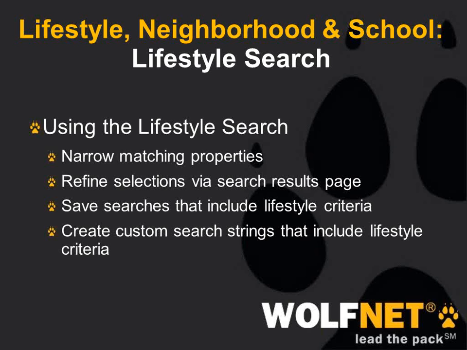When used in conjunction with the map search, consumers have a great visual representation of the areas where they can find properties that meet their desired physical and lifestyle characteristics. When you execute a search, any selections in lifestyle fields are shown in the refined search, and users can save searches that include lifestyle criteria and receive automatic email updates of new and updated properties.